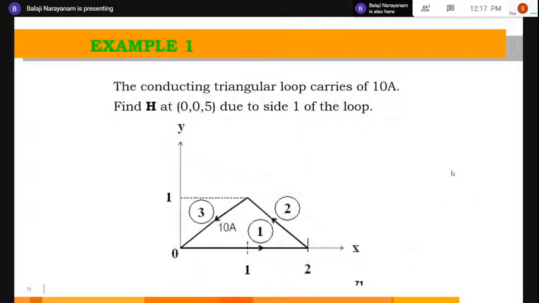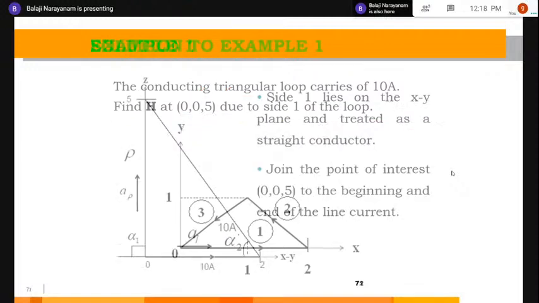Okay, we may take a simple example problem. The conducting triangular loop carries 10 amperes, and we were asked to find H, the magnetic field strength, at 0, 0, 5 due to side 1 of the loop. The sides are clearly given as 1, 2 and 3. Due to side 1, what is the magnetic field strength was asked, and a clear diagram was given. 10 amperes is the current flowing. So how do we approach?